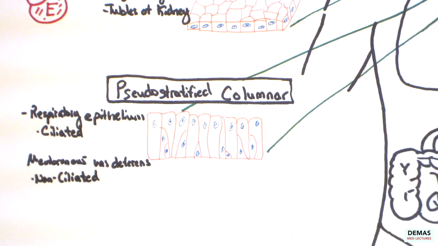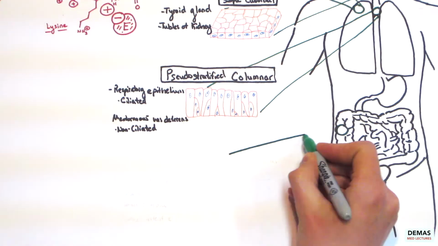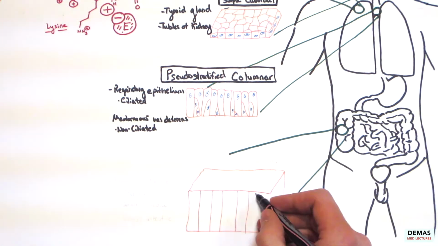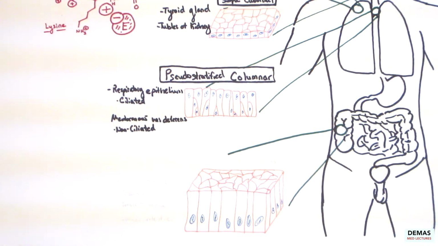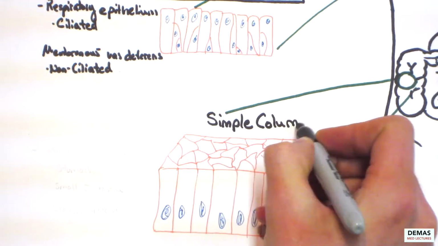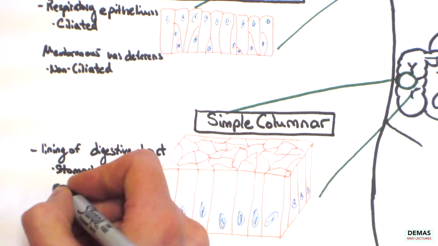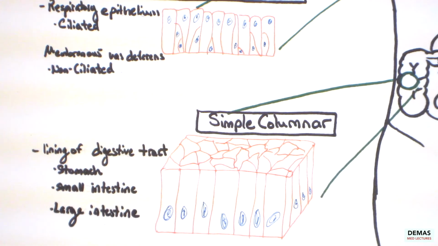Stereocilia are structures that are closer related to microvilli than cilia, and this is something you'll learn more about in your lecture series. The next type of epithelia is found in the digestive tract and is also a simple variety. This is called simple columnar. It's often found, as mentioned, in the digestive tract, such as in the stomach, the small intestines, and the large intestines.